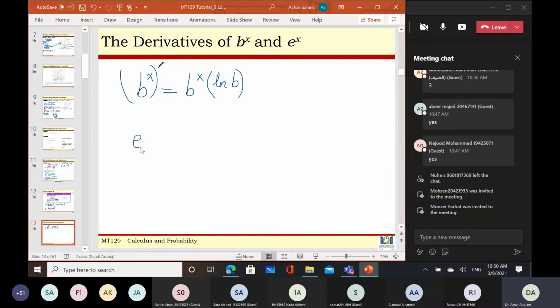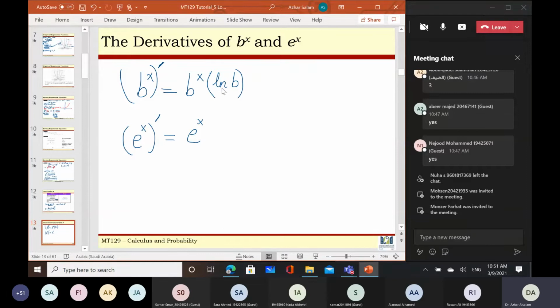But when we have the exponential function with the base e, e to the power x, when I have to differentiate, it will be the same function without any addition. Okay? The derivative of the exponential function will be the exponential function itself multiplied by ln b, ln of the base. But when the base is the natural base, which is e, it will be just the same function. The derivative of the exponential function is itself. Okay?